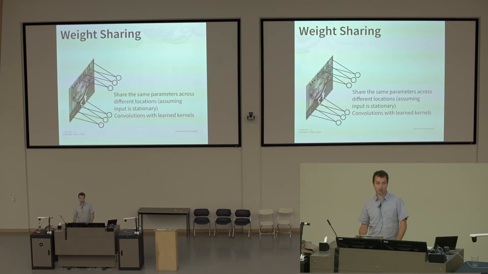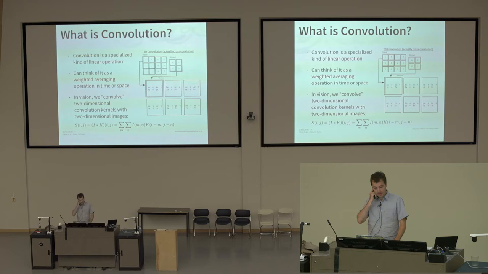So next, let's talk about what convolution is. It's a specialized kind of linear operation, and you can think of it as basically a kind of weighted averaging in time or space. From the image point of view, the weighted averaging is going to be taking place in space.